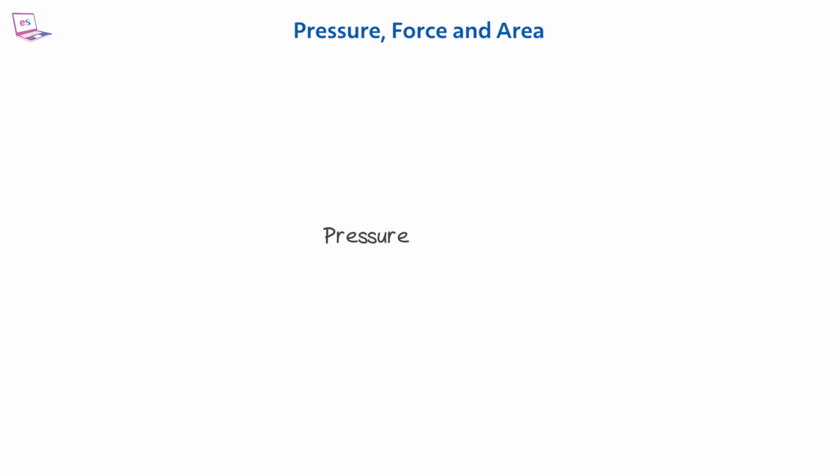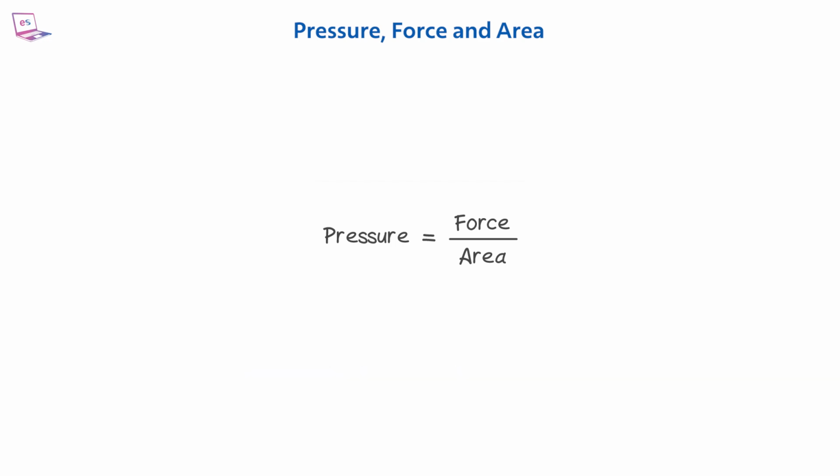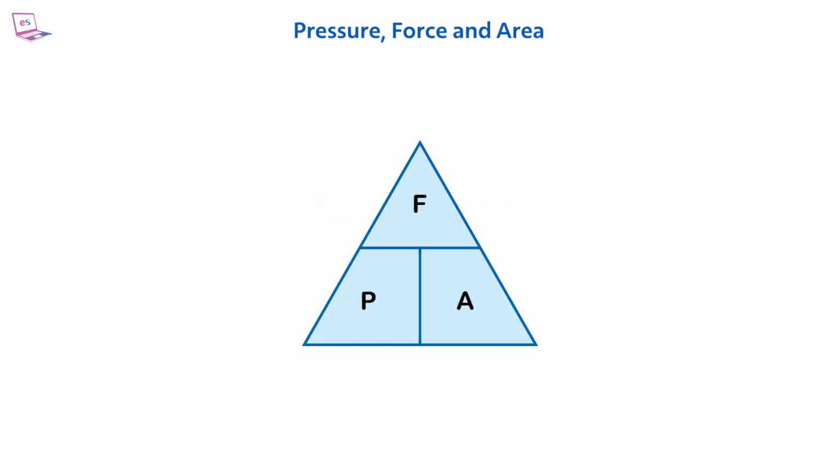The formula for pressure is force divided by area. Pressure is measured in pascals or Newton per square meter. You know the formula for pressure. But what if you want to find force or area? That's where the formula triangle comes to the rescue.